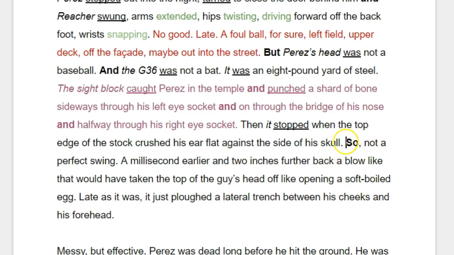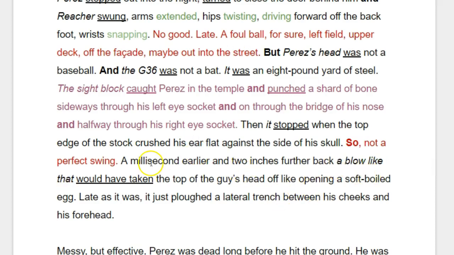So, not a perfect swing, and another fragment. No verb. A millisecond earlier and 2 inches further back, a blow like that would have taken the top of the guy's head off like opening a soft-boiled egg. What a lovely simile. So there's our verb. What would have taken the top of the guy's head off? A blow like that. Okay, so there's my subject.